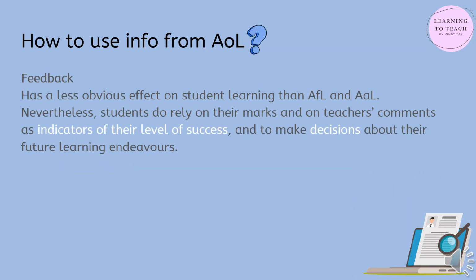Using information from assessment of learning for feedback. Because assessment of learning comes most often at the end of a unit or learning cycle, feedback to students has a less obvious effect on the student learning than assessment for learning and assessment as learning. Nevertheless, students do rely on their marks and on teachers' comments as indicators of their level of success and to make decisions about their future learning endeavors.